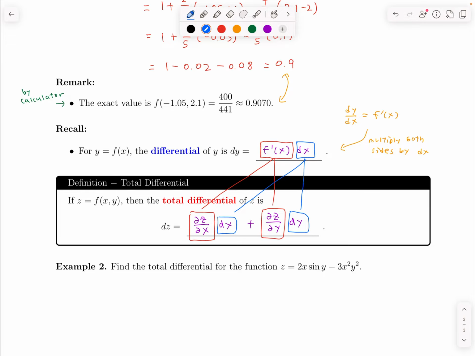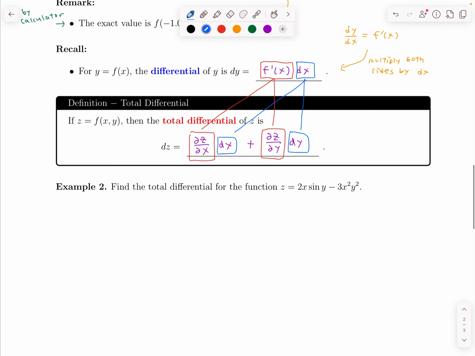Now let's take a look at example 2. We would like to find the total differential for the function z equals 2x sine y minus 3x squared y squared. So we know the total differential dz. Maybe let's write down the sentence. The total differential of z is defined to be dz, which is partial z over partial x times dx plus partial z over partial y times dy.